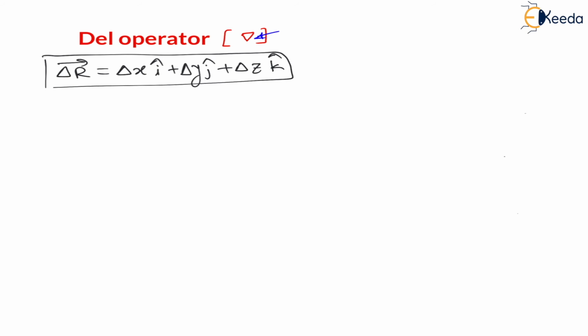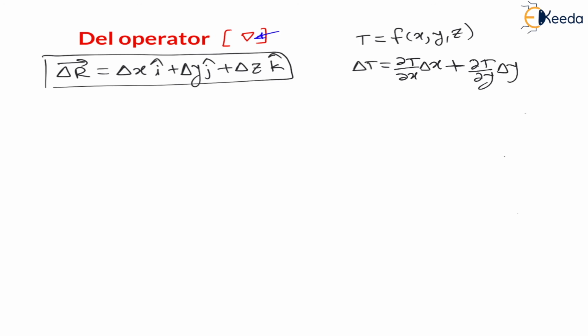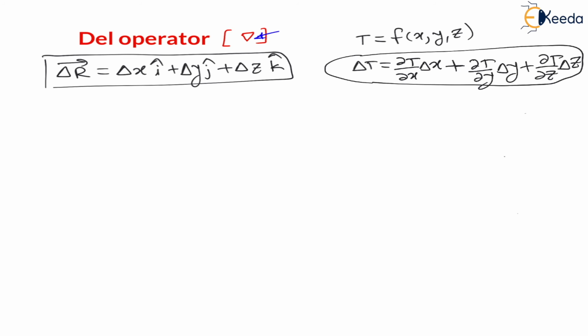Now, my dear students, again we have seen temperature. If temperature is a function of x, y, z, as we just saw, then the change in temperature can be written as partial change of temperature with respect to x, plus partial change with respect to y, plus partial change with respect to z. This can be written as dou t by dou x del x plus dou t by dou y del y plus dou t by dou z del z. A few minutes back we have seen this, right?